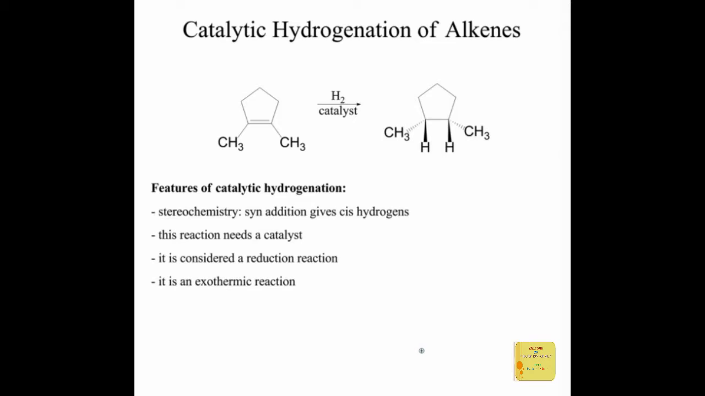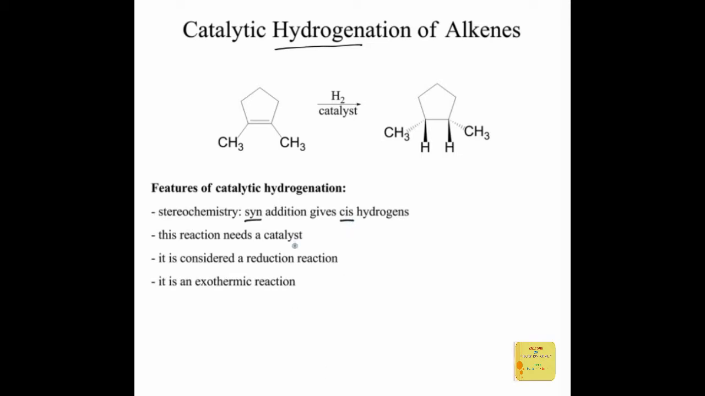Another reaction we can have for alkenes is one called catalytic hydrogenation. And as the name implies, hydrogenation, we're adding hydrogen across the double bond. We will break the pi bond and we add two hydrogens. What you can see here from this example is that the hydrogens have both added from the top face. So we describe that as syn addition. We describe the hydrogens in the product as being cis to one another.